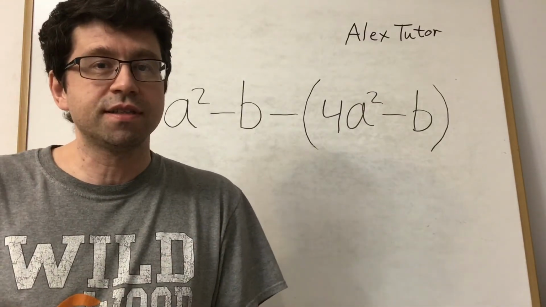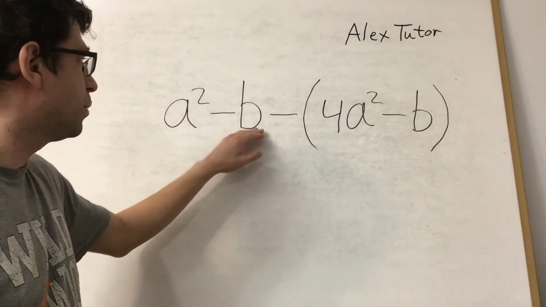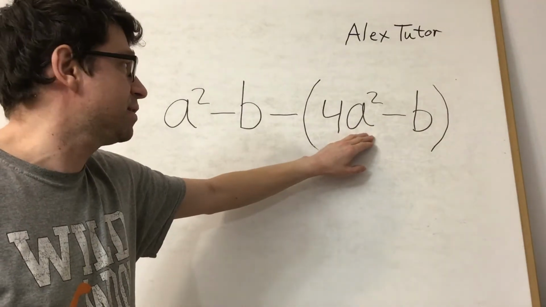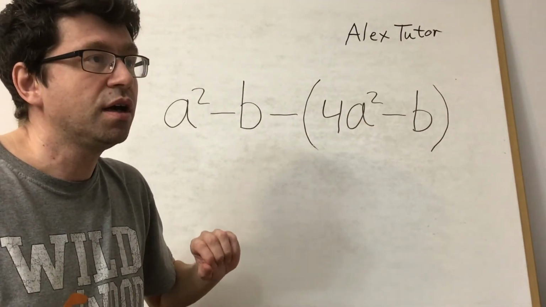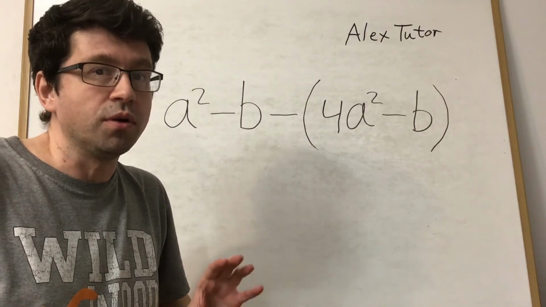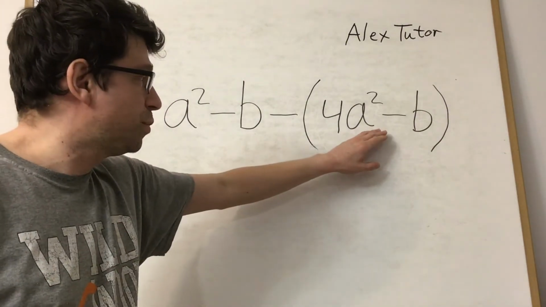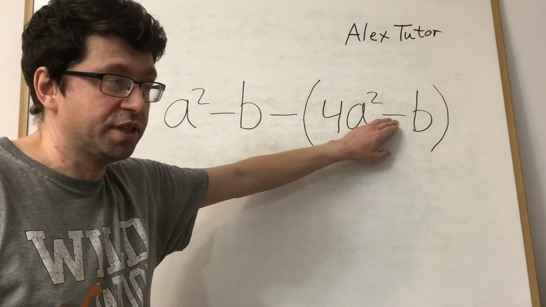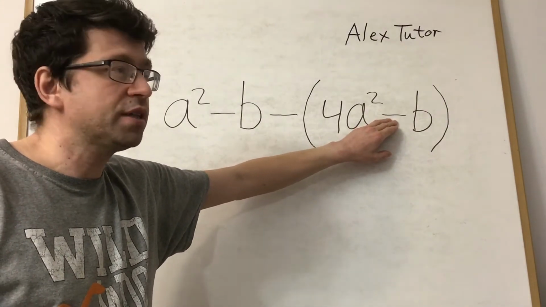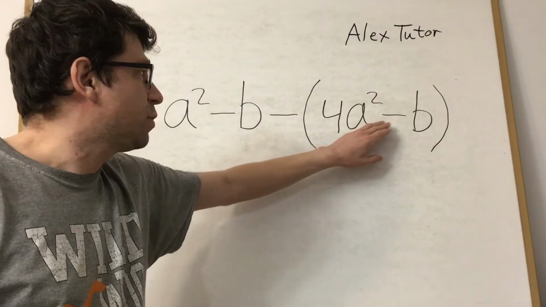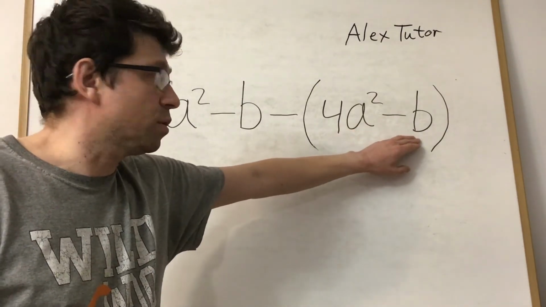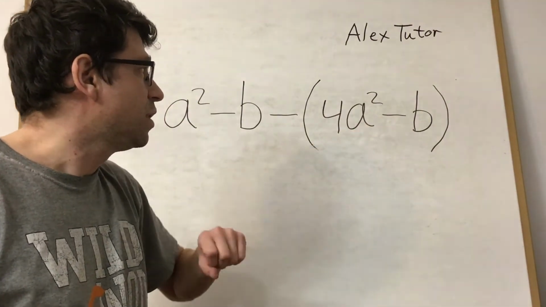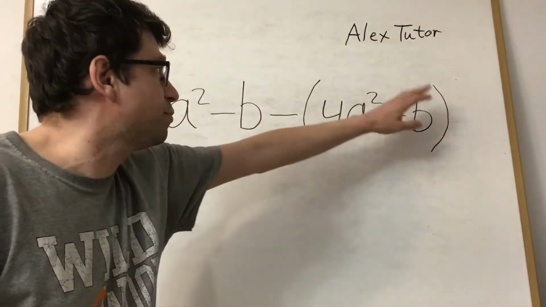Now here's a different example. I have a to the power of 2 minus b minus, and then I open parentheses, and inside parentheses I write 4a squared minus b. Now what? According to the order of operations, I need to perform what is inside parentheses. I need to do subtraction first, because subtraction is inside parentheses. But I can't, because I do not know the value of a and I do not know the value of b, so I cannot perform this subtraction. So the only choice I have is to get rid of parentheses.